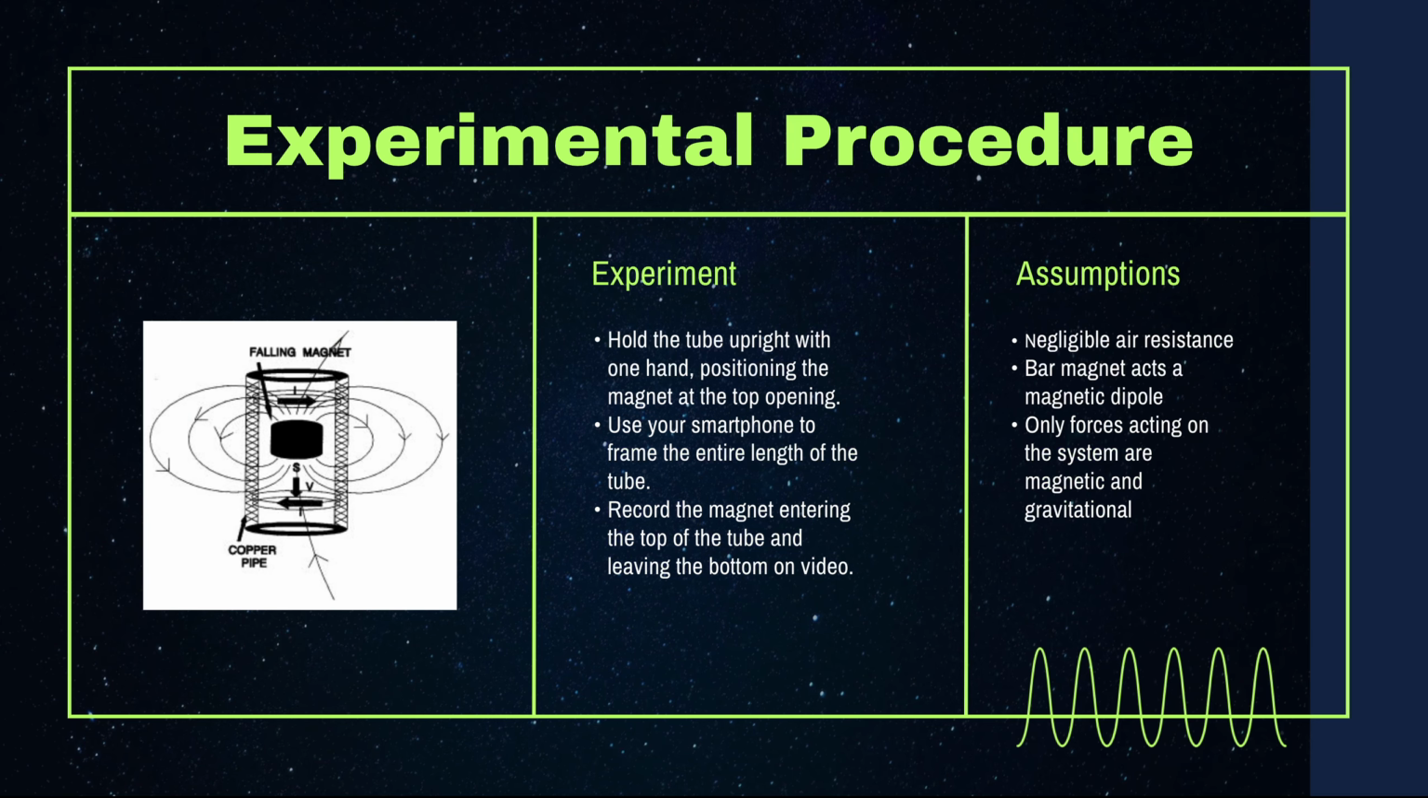For this experiment, I held the copper tube vertically and dropped the magnet from the top. I recorded the entire fall on my phone so that I could measure the time between when the magnet entered and exited the tube. A few assumptions had to be made in order to do the experiment, such as negligible air resistance, that the bar magnet acted as a magnetic dipole, and that the only forces acting on the system were magnetic and gravitational.